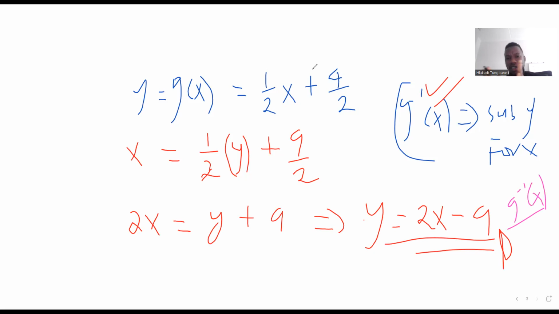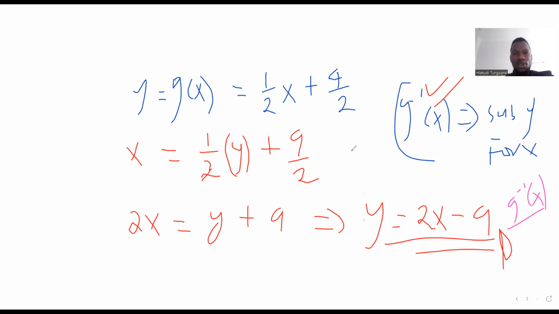The principle is that when you get the inverse function, you just replace x value by y, and then you write your new equation in the form of y, or in the form that y is the subject of the formula, and then that will be the inverse function.